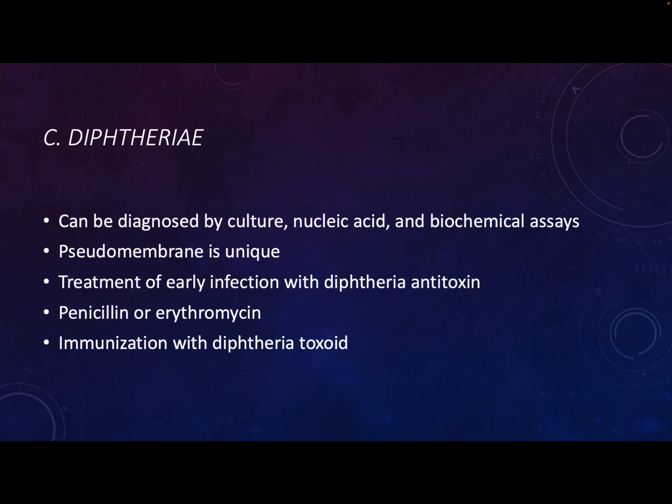The antibiotic therapy that generally will work is penicillin or erythromycin, but of course we want to prevent infection as much as possible, so you should be immunized with the diphtheria toxoid. And that, again, is part of the DTaP that they recommend you get every 10 years or so.